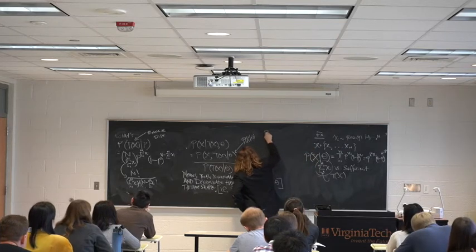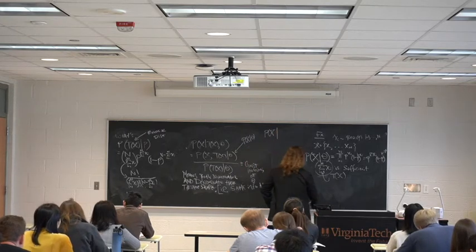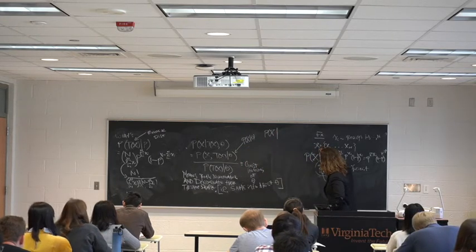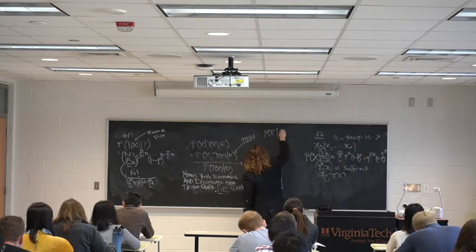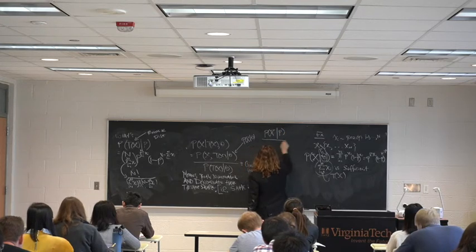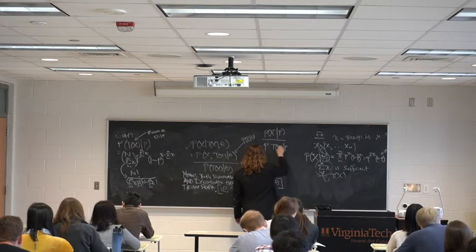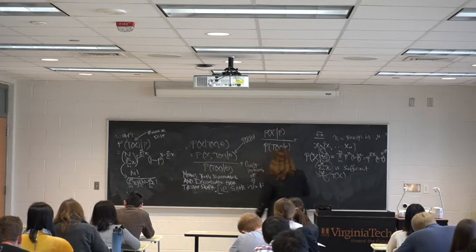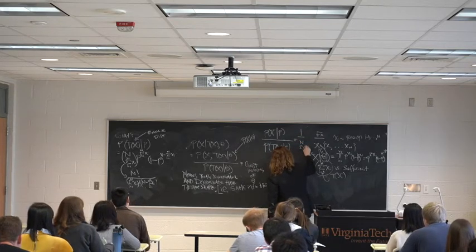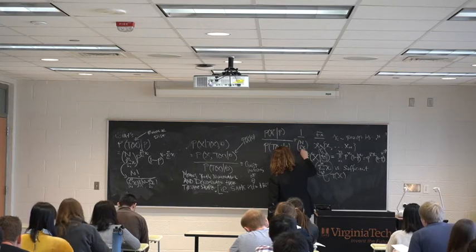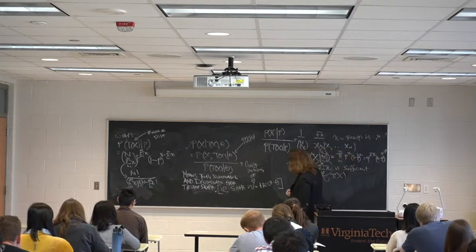So P of x, and let me write this down as p right here, my theta is p in this equation, over P of T(x) given p, is equal to 1 over n choose the sum of the xi's. An obvious thing to notice is this is not a function of p.